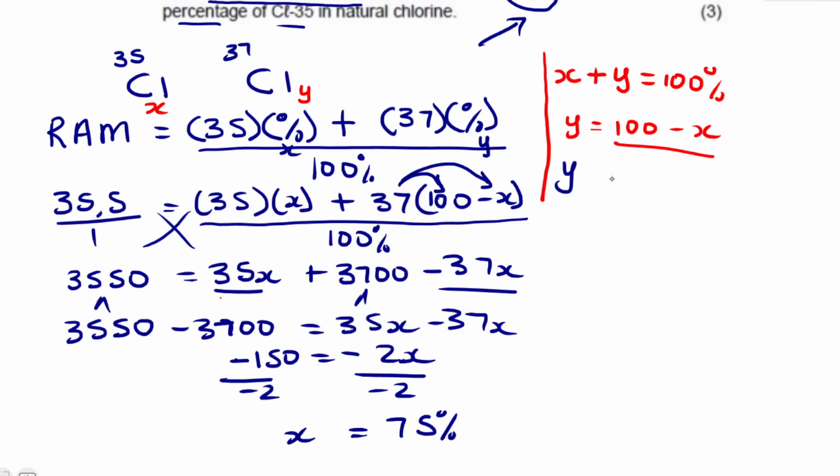Let's find Y just for fun. So we have 100 minus 75. We do know the value of X is 75. That means Y will be 25%. So the percentage abundance of Y will be 25%. Yeah, we are done with this question. Let's do now the second question, which is similar to this one, but now this one has 3 isotopes.